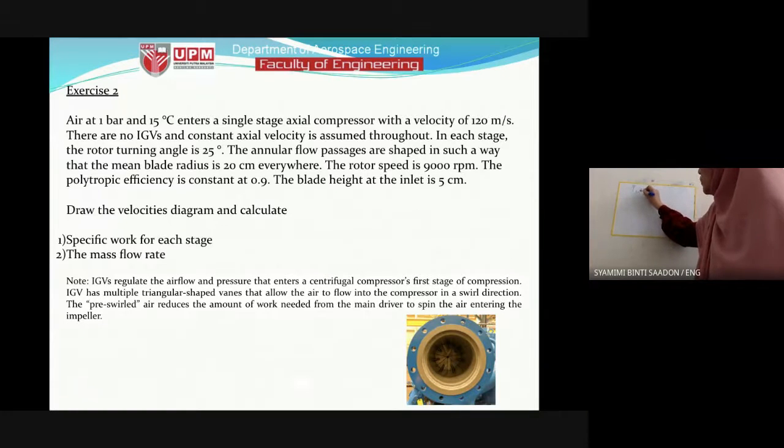So we calculate T1: T total 1 minus C1 squared over 2 CP. You get 280.84 Kelvin. And then P1, using the total pressure equation. So we get P1 of 0.916 bar.